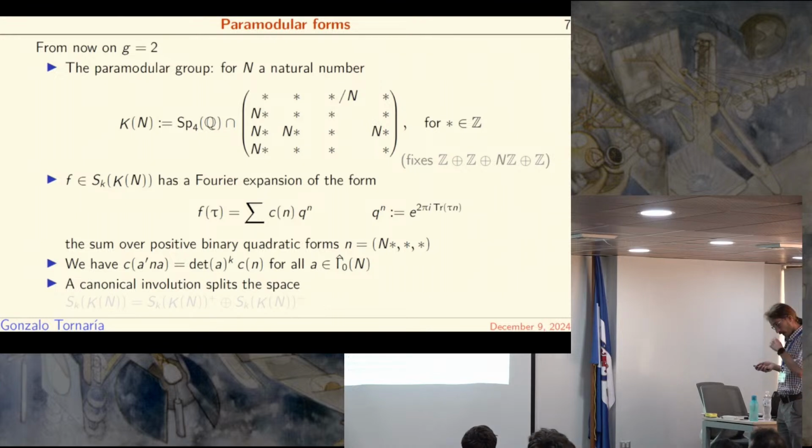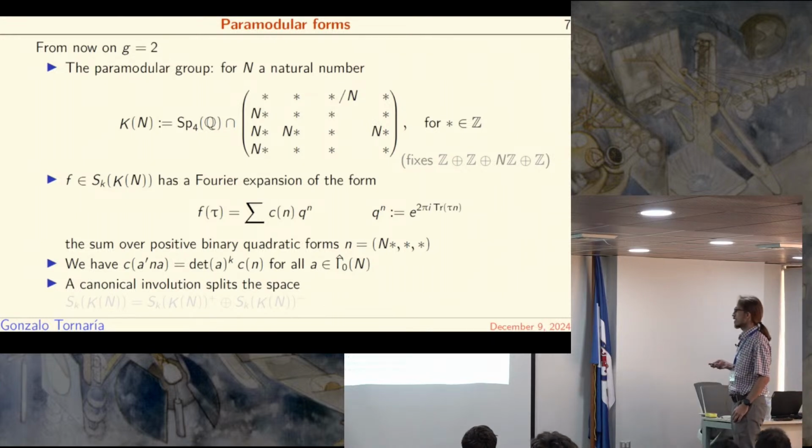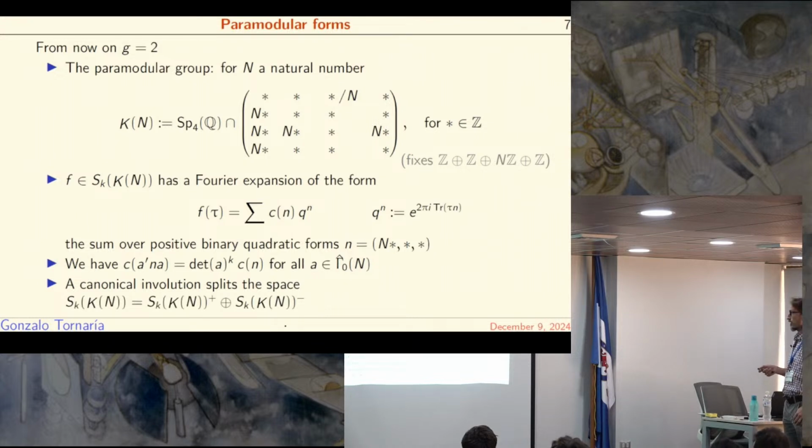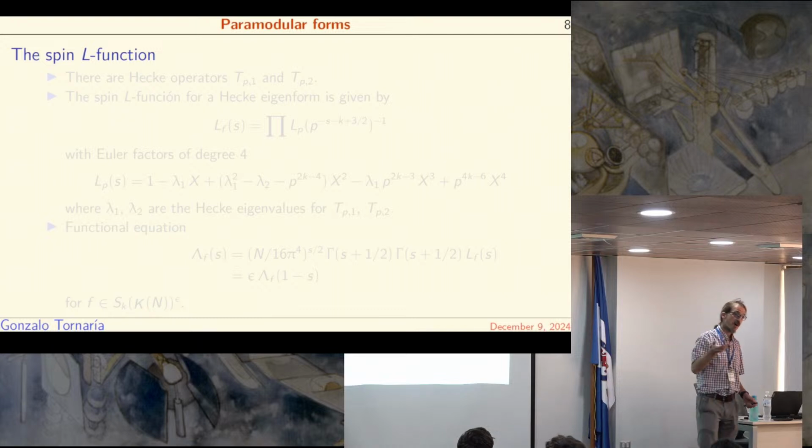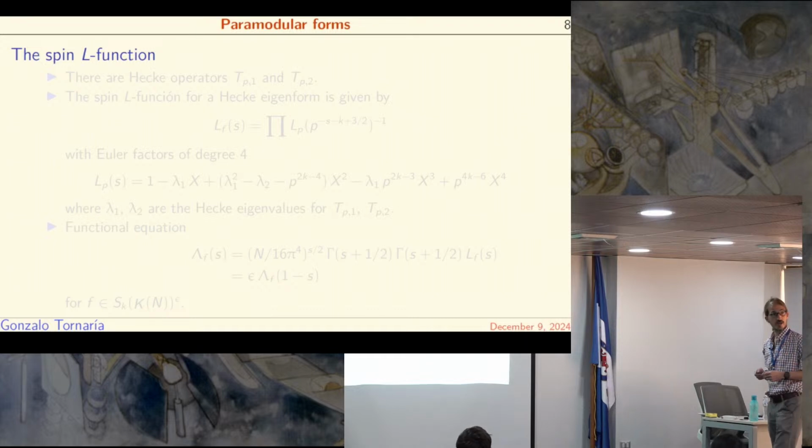Anyway, I will not talk much about Fourier coefficients. There's a canonical involution that splits the space into a plus part and a minus part. There are also local involutions, kind of like Atkin-Lehner involutions as well. But this is just the global, the canonical involution that gives you the sign of the functional equation for the L function. There are several different L functions you can define for a Siegel modular form. Here I'll focus on the spin L-function, which is the one of degree 4, which is the one we care about for the correspondence I was talking about before.